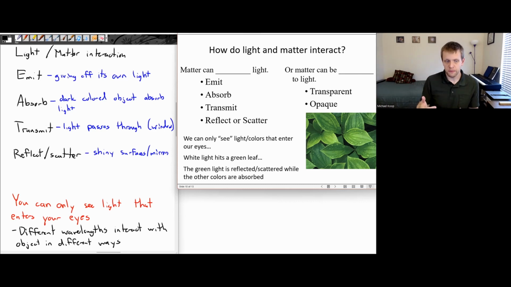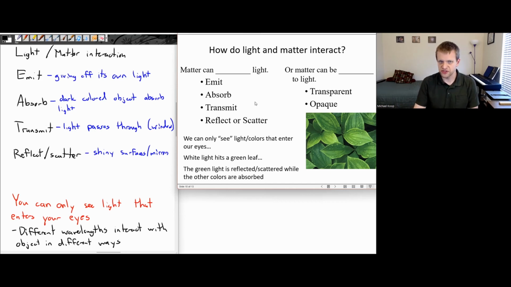Again, the point that I want to make here is that different wavelengths of light can interact with matter in different ways, depending on what specific wavelength of light you're looking at. Again, you can design different materials, and there are different materials that just exist in nature that will interact with light in all of these different ways.